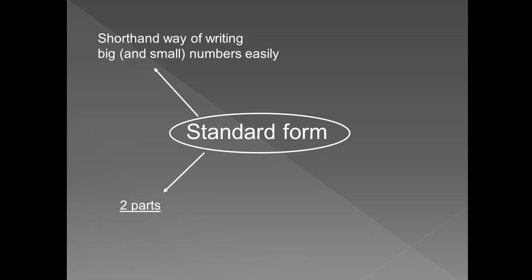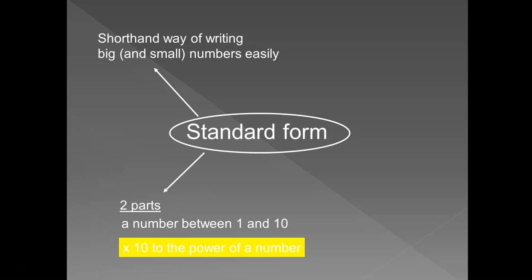So standard form has two parts: a number between 1 and 10, and it's multiplied by 10 to the power of a number. In our next video, we'll give you some more details.